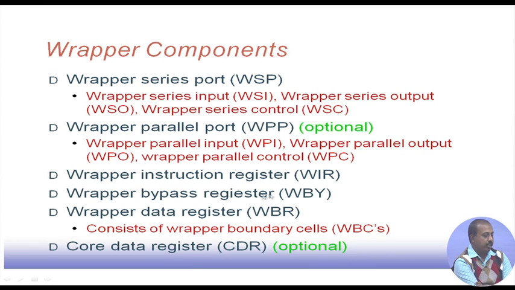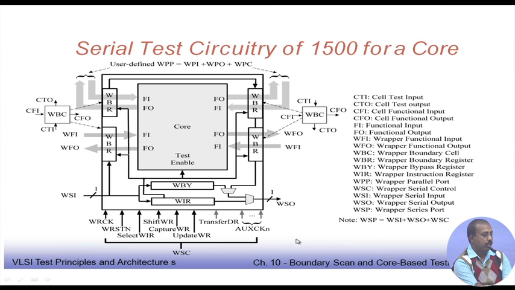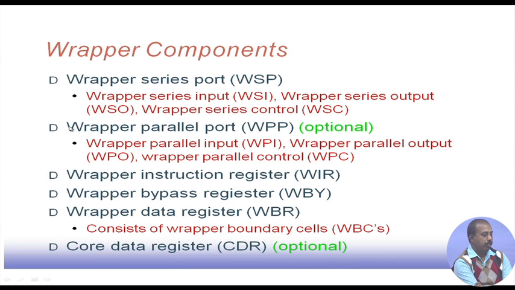Now, there is the wrapper instruction register, WIR, the wrapper bypass register, WBY, and the wrapper data register, WBR. This wrapper data register has boundary scan cells, WBCs. These WBCs are there in each WBR. So, there will be a number of WBCs, and that will define the wrapper register. And there is a core data register, which is optional. The core may be producing some data that may need to be transported for testing purposes, or it may be for configuring the core in a certain mode, where we have to give some command to the core. So, there may be another core data register which may be programmed. In some applications it will be there, and in other cases it will not.